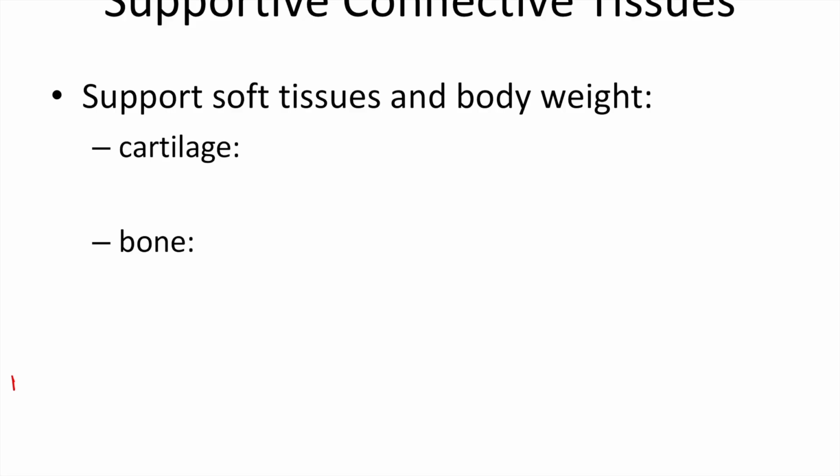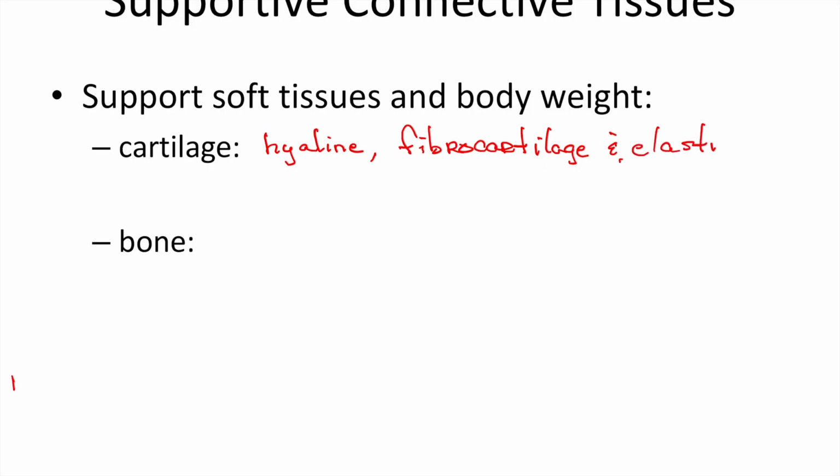Our supportive connective tissue supports soft tissues and body weight, and this includes our 3 types of cartilage: hyaline cartilage, fibrocartilage, and elastic cartilage. As well as bone, which makes up our skeletal system.